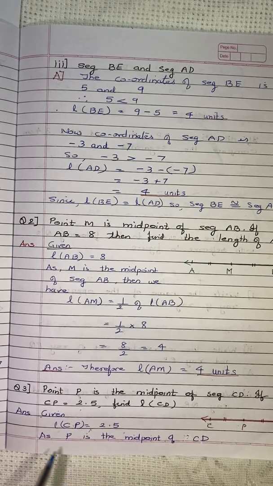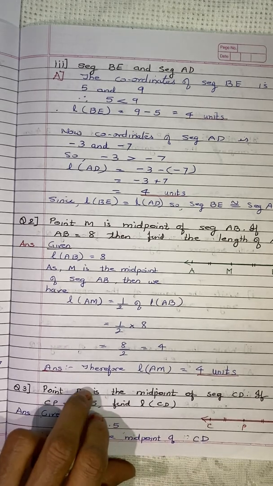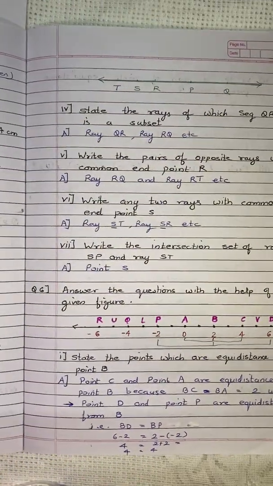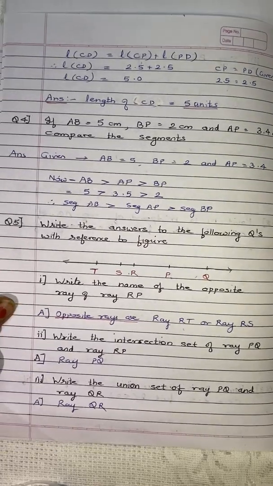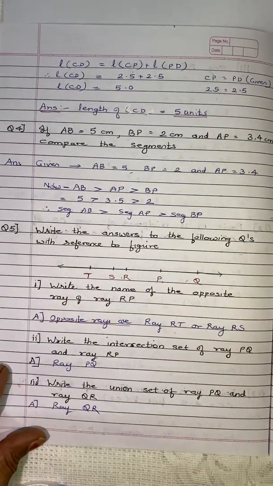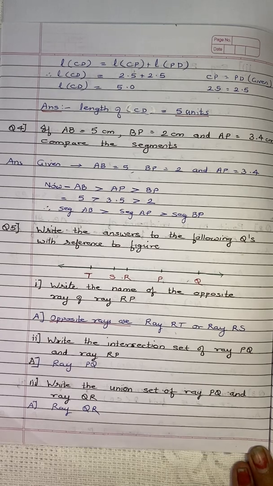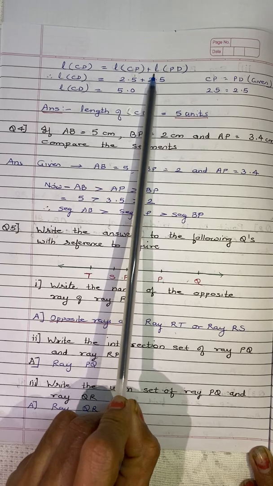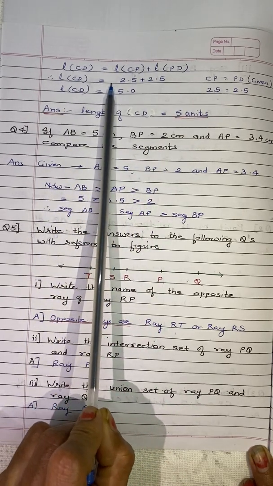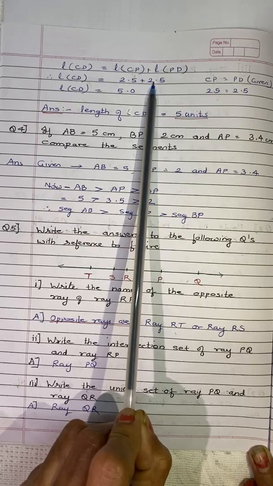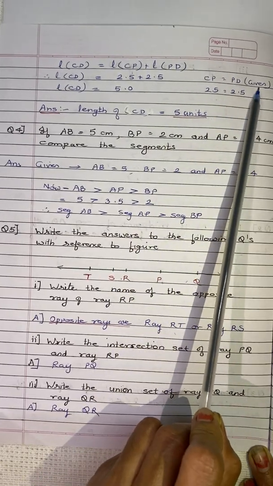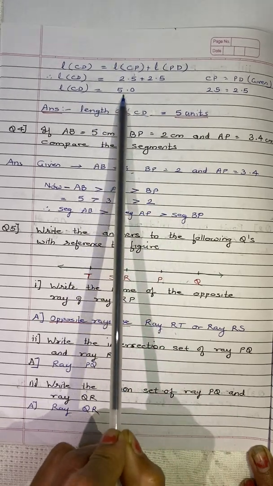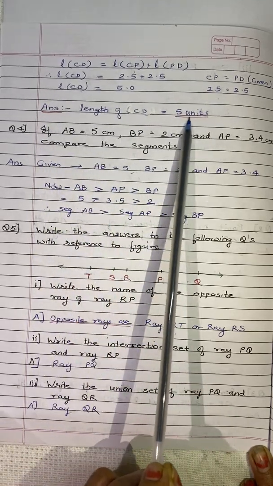So length of CP is 2.5. As P is the midpoint of CD, length of CD is equal to length of CP plus length of PD. Length of CD is equal to 2.5 plus 2.5. As CP is equal to PD given, so 2.5 is equal to 2.5, and if we add, it is 5.0. Therefore length of CD is equal to 5 units.